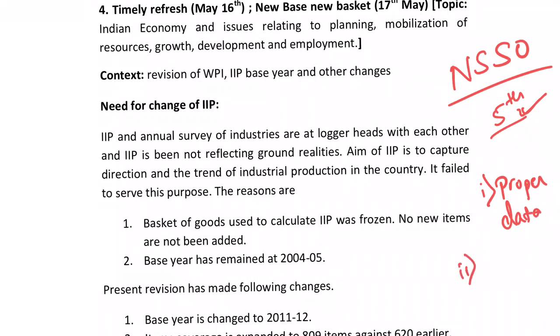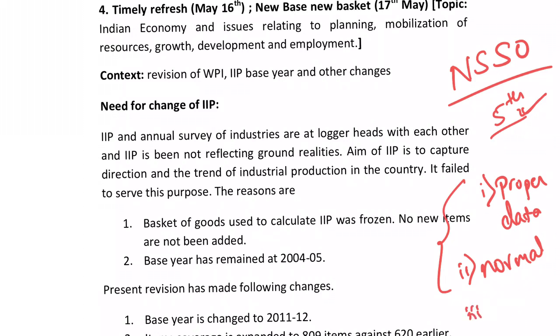Second important thing, that year should be a normal year. Sometimes inflation will be more. There will be a global financial crisis. At that time, the cost and everything varies. So it should be a normal year in the sense economically, there shouldn't be much problem in that particular year.